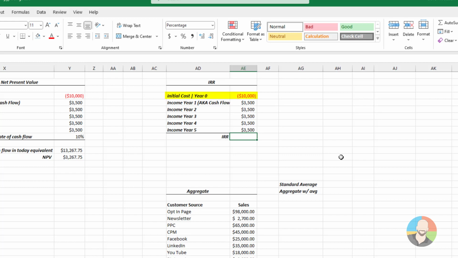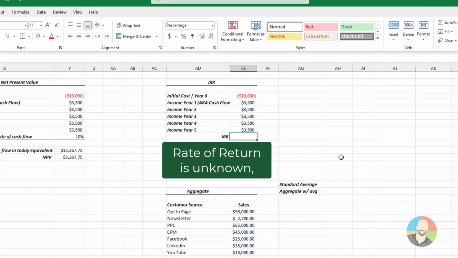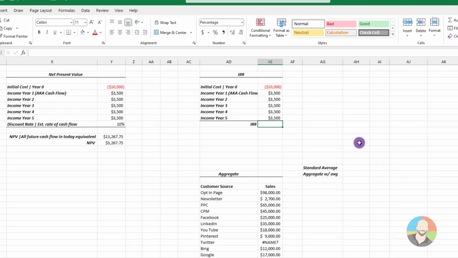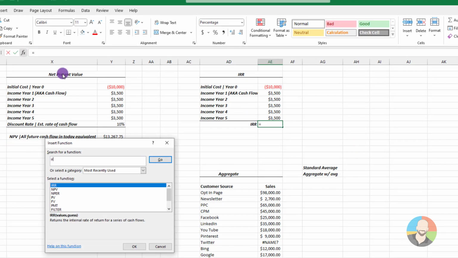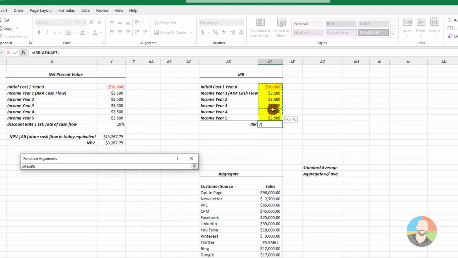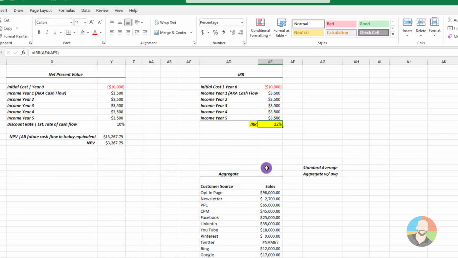Let's say we can invest $10,000 and generate $3,500 a year over the next 5 years. And we don't know the rate of return. Rather, the only thing we know is what we're going to get, which is the cash flow. So we can use the IRR to figure out that rate of return. So we'll go up, click on our FX icon, do a search for IRR, and here it's very easy. All we have to do is just select the numbers, and we get this percentage.